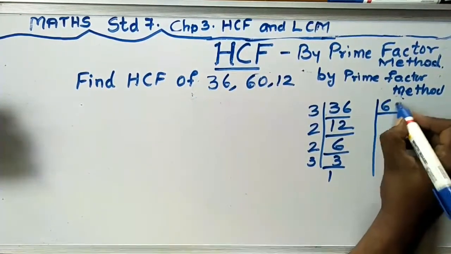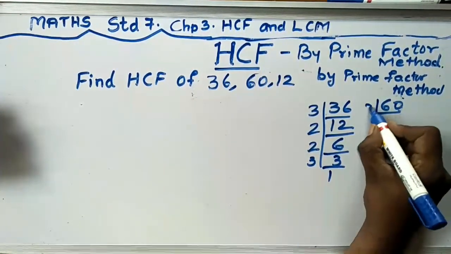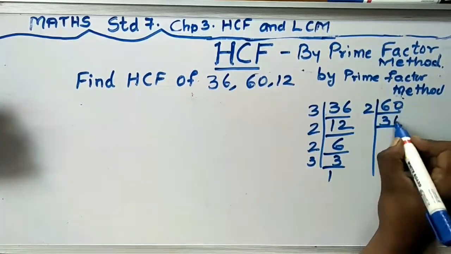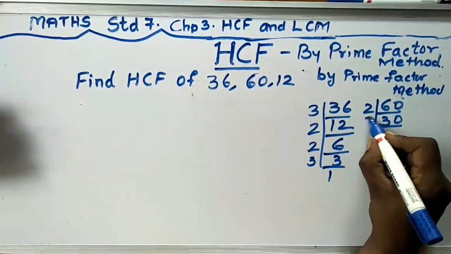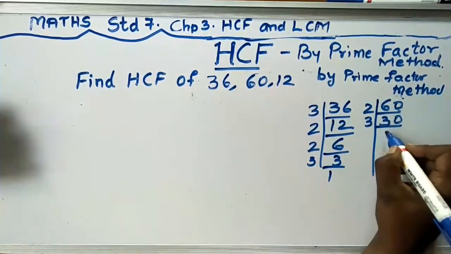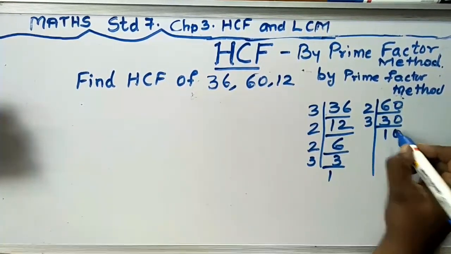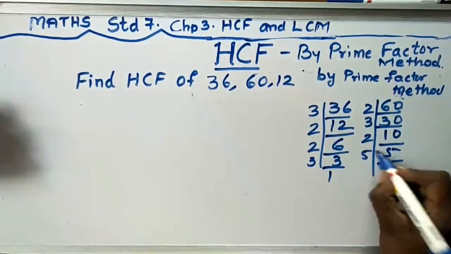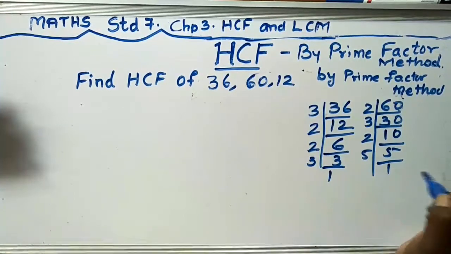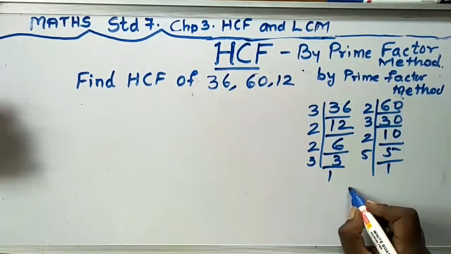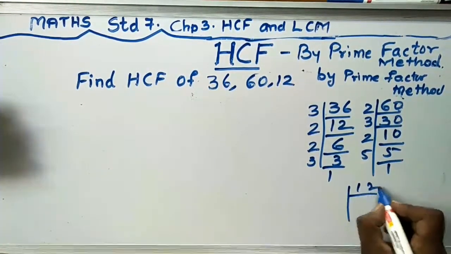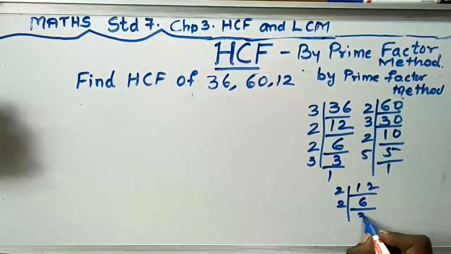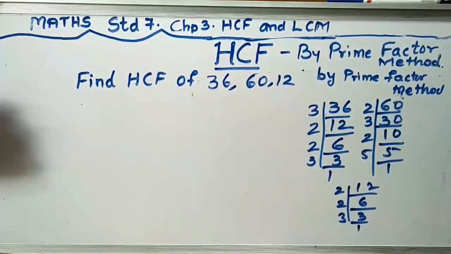60: again I'll take the 2 table, 2 threes are 6 and 0. 30 goes in the 3 table, 3 ones are 3, then 0. 10 goes in the 2 table 5 times, 5 goes in the 5 table 1 time. Then I'll take 12: 2 table 6 times, again 2 table 3 times, 3 table 1 time.